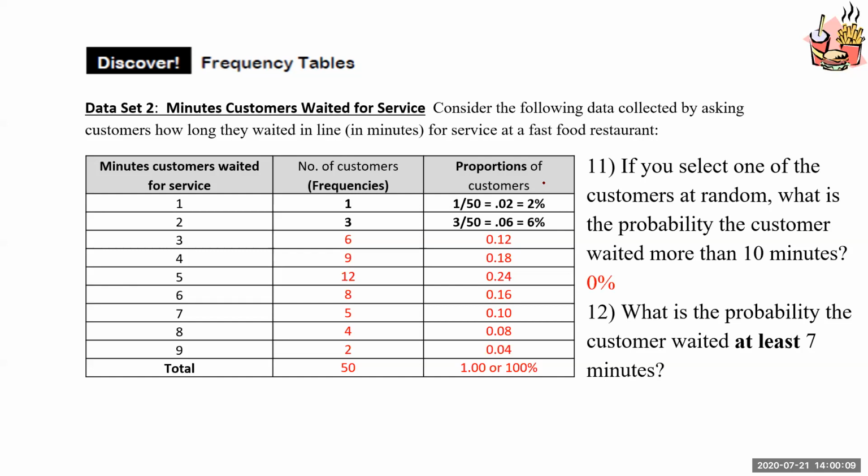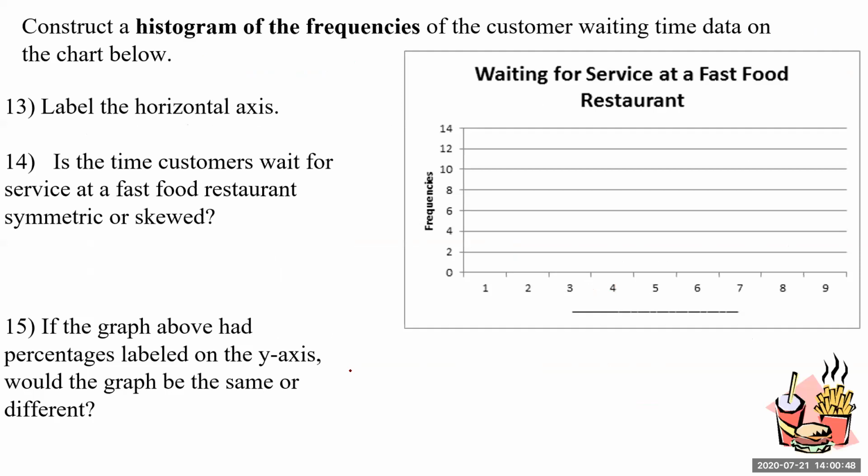Now, what is the probability the customer waited at least 7 minutes? The least time is 7. At least 7 minutes. And that is what? 22%. So basically, you put these together. Okay. And that is 22%. Or you could have just done this over that, over 50. All right. And that will give you the answer. Is that correct? Nice. All right.